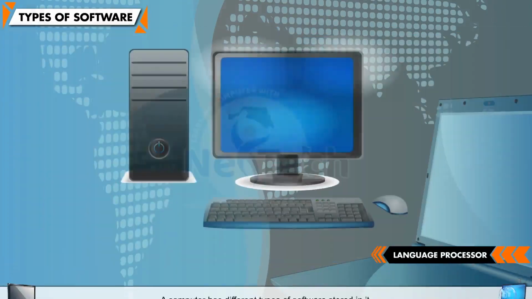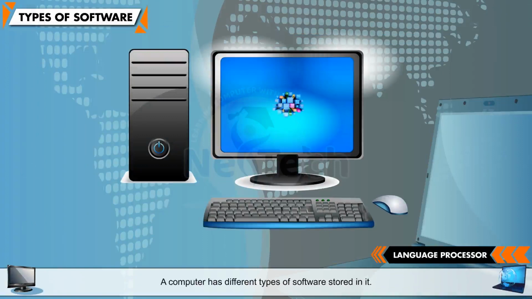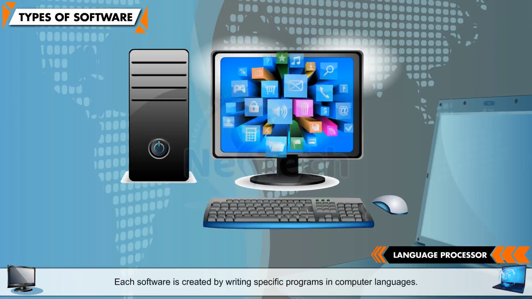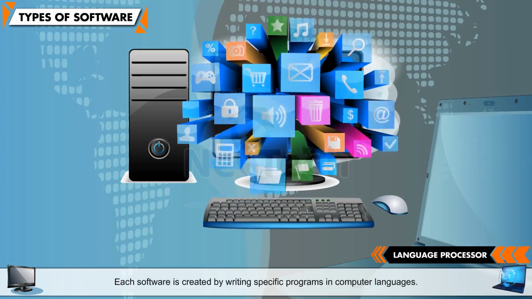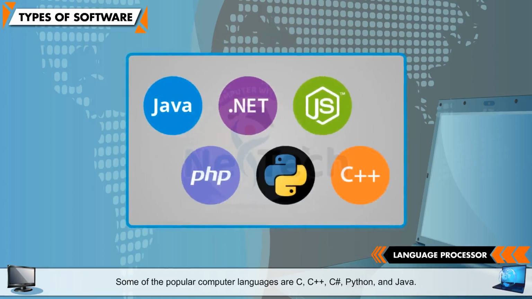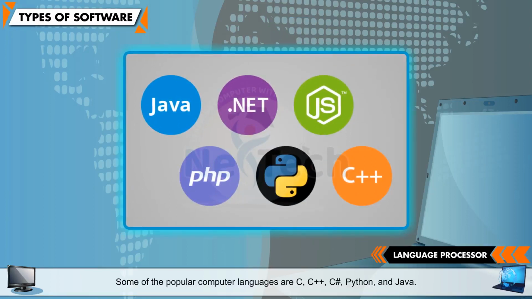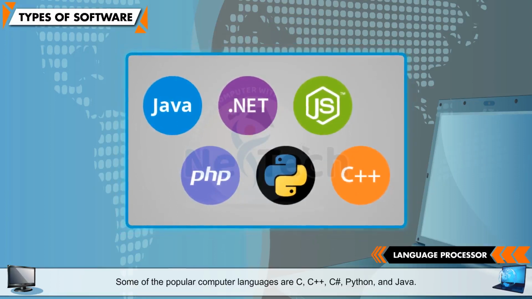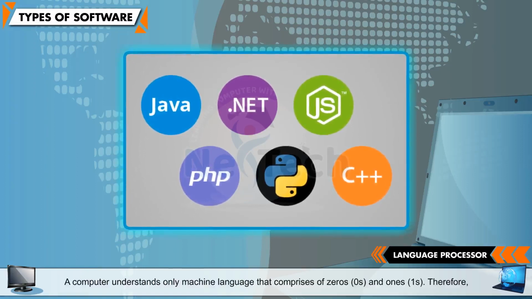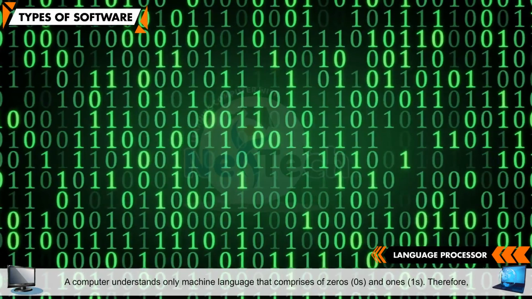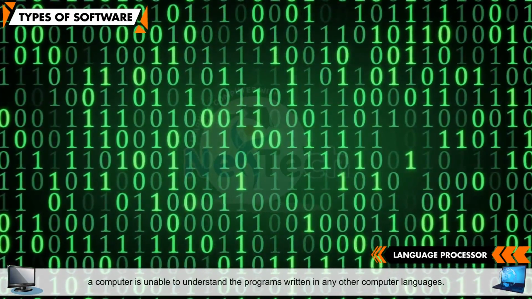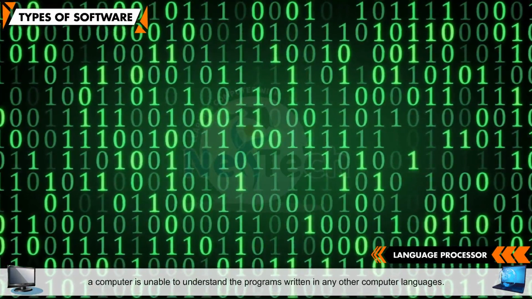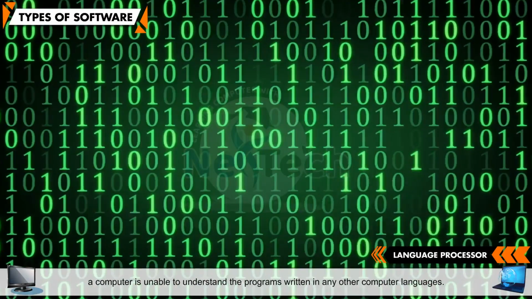Language processor. A computer has different types of software stored in it. Each software is created by writing specific programs in computer languages. Some of the popular computer languages are C, C++, C#, Python, and Java. A computer understands only machine language that comprises zeros and ones. Therefore, a computer is unable to understand the programs written in any other computer languages.